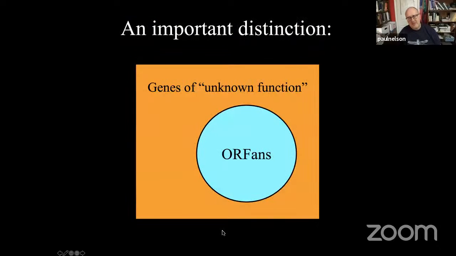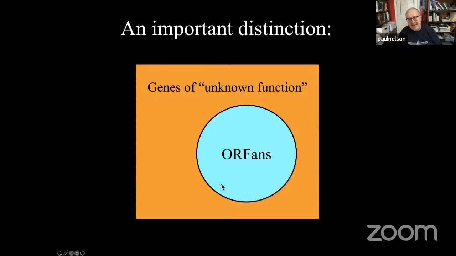Now, I need to make a distinction that I failed to make a few years ago in a talk in Florida. And in the audience was a correspondent for the blog Panda's Thumb. And he really made me pay for this. And the pain was sufficiently great that I vowed that I would never give a talk on orphan genes again without making this distinction clear.